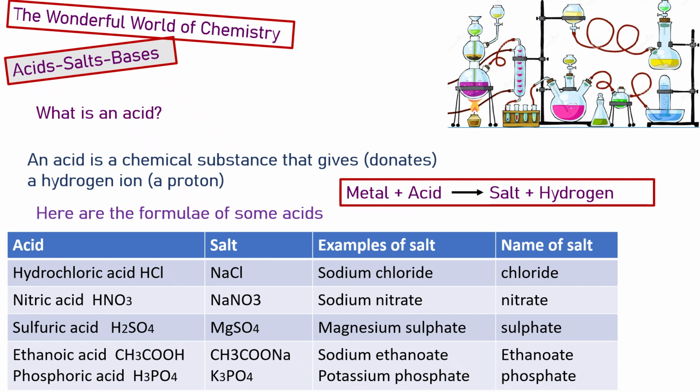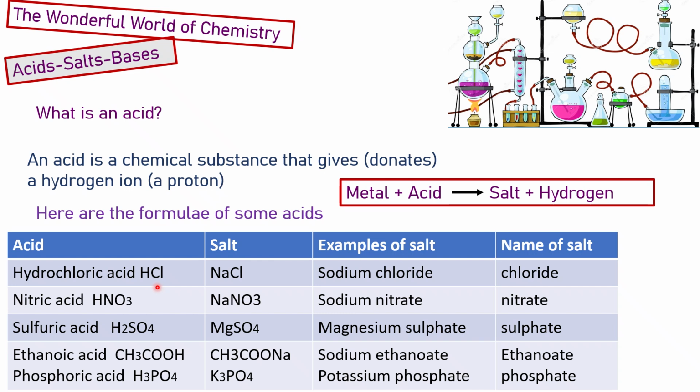What is an acid? An acid is a chemical substance that donates a hydrogen ion. Hydrogen ion means a proton in a chemical reaction. An example is HCl, hydrochloric acid.